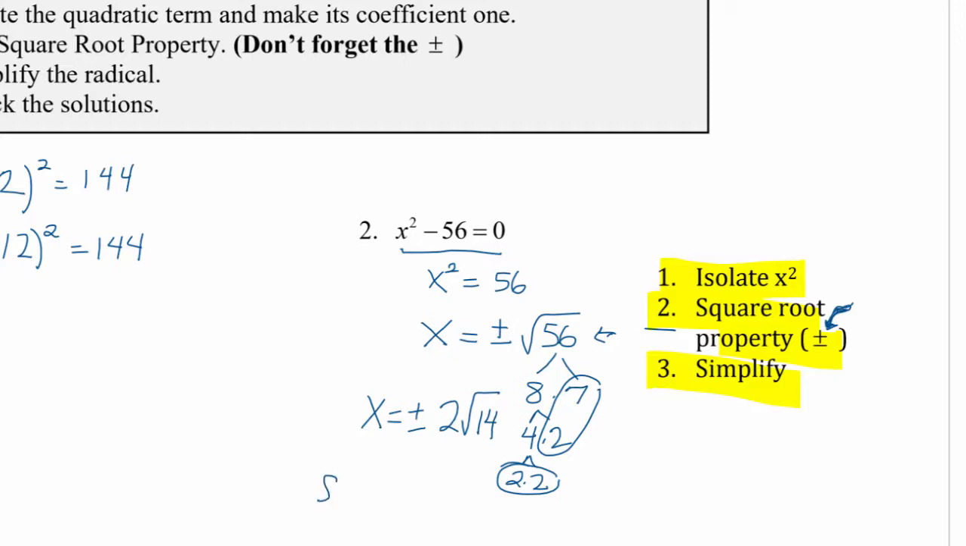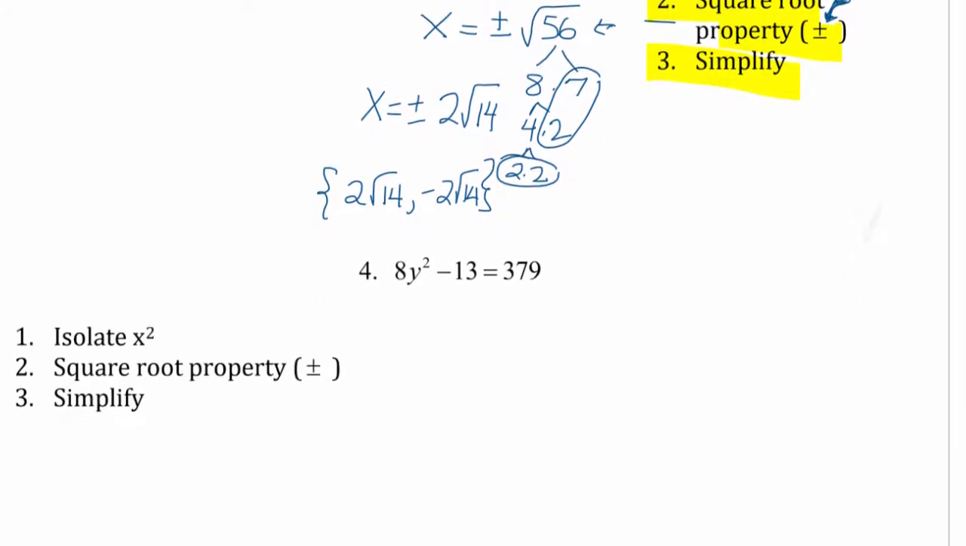So you've really got 2 answers to this original quadratic equation. Positive 2 square root of 14 and negative 2 square root of 14. I'm putting it in roster form. Okay? All right, let's look at the next problem.